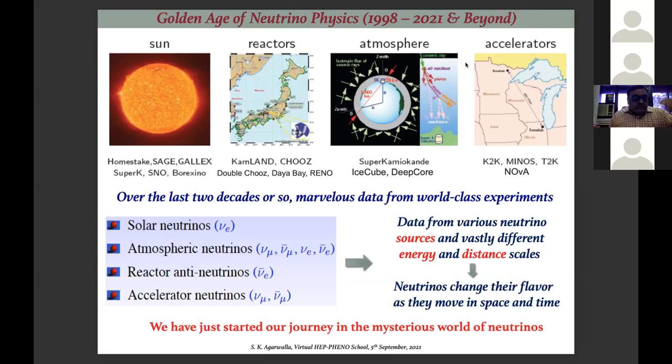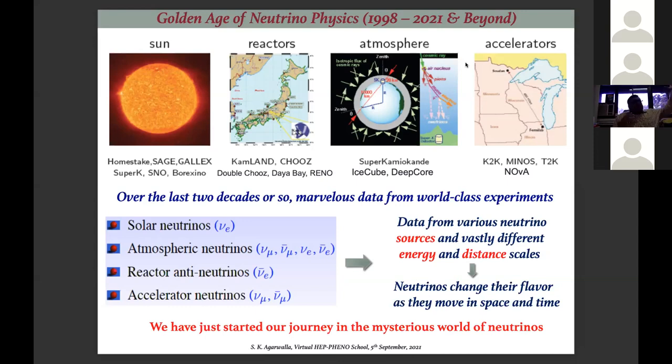So you see, we have solar neutrinos. In the atmosphere, we have both muon flavor and electron flavor neutrinos and anti-neutrinos. And in accelerators, we produce a muon flavor neutrino or muon flavor anti-neutrino. So when we gather data from these various neutrino sources, I would like to ask you, basically students, to appreciate one thing. If you think about these sources, they are vastly different in nature from one another, right?